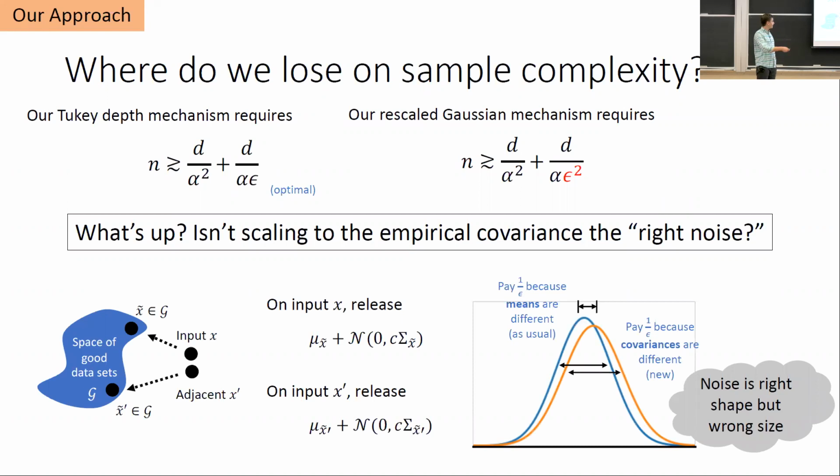So on input x after projection, I release this thing on the top. And on input x prime after projection, I release the thing on the bottom. And the idea is that I have to pay 1 over epsilon because the means are different, just like in the normal Gaussian mechanism. But in this case, I'm also releasing noise that has substantially different covariances. And so I need to pay an extra epsilon because these covariances themselves are different. So the noise is the right shape, but it's bigger than we think is maybe necessary in general, although it's necessary for this particular algorithm.